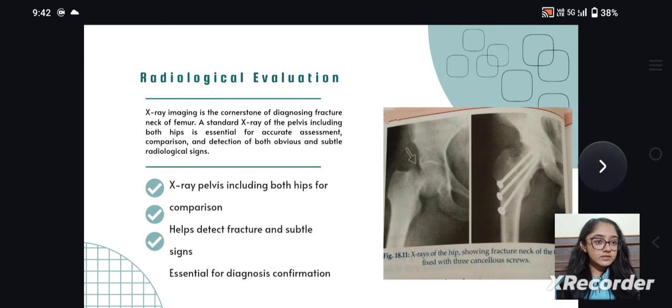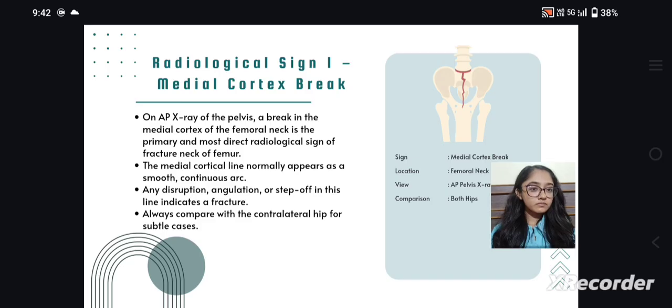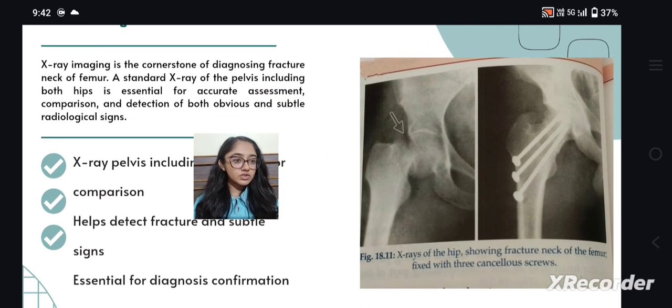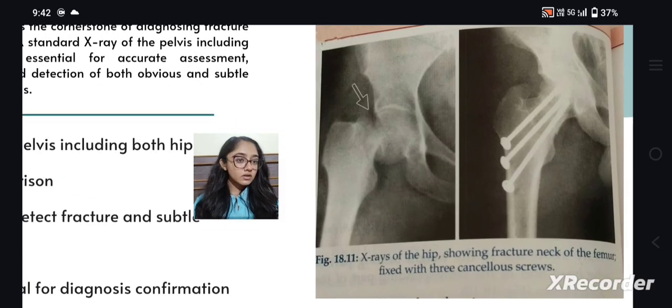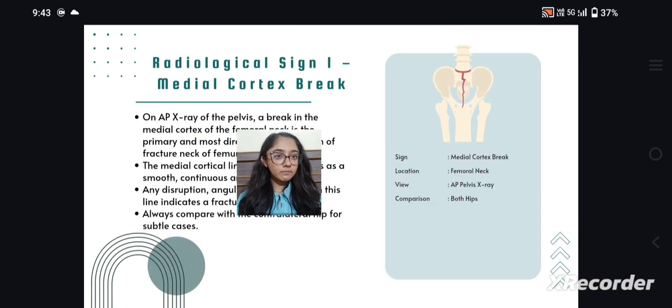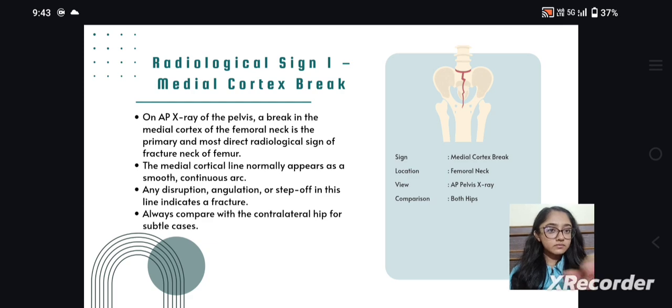So this is the X-ray of the hip showing fracture neck of femur fixed with 3 cancellous screws. As we can see, there is a fracture. So sign number 1, medial cortex break.